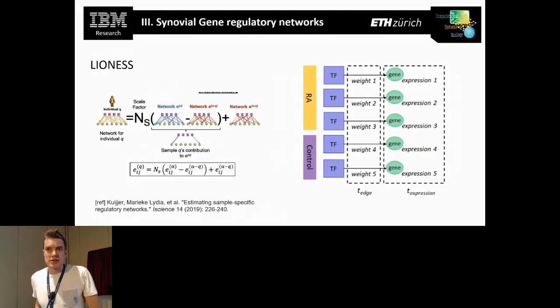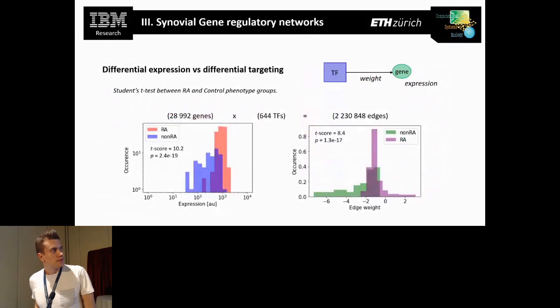And then what do I do? This is the key aspect here: I use a method called LIONESS to make a sample-specific gene regulatory network. So here, you can see on the right, in this example, I have 5 samples. 3 of them are from the disease group, and 2 of them are from the control. The networks are the same for all the samples, but the only thing that changes is the edge weight. And then you can do differential analysis, not only on the gene expression, but also on the edge weight.